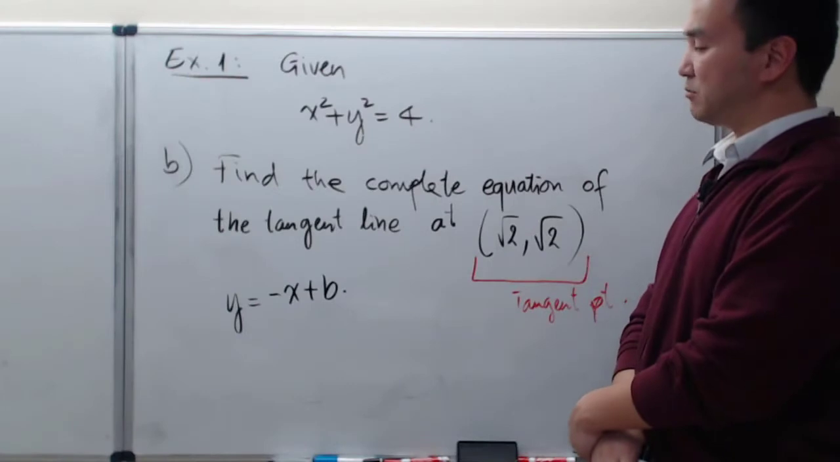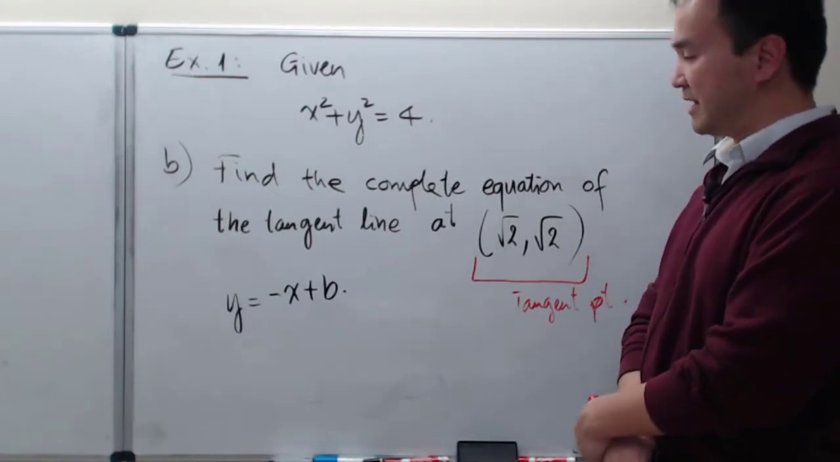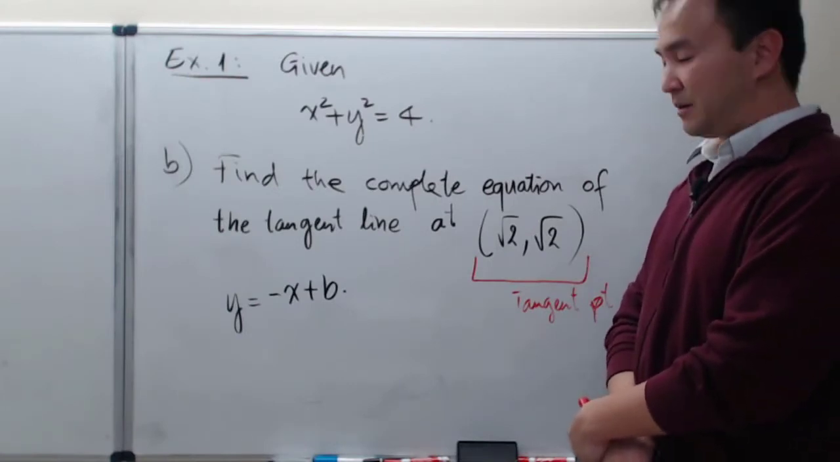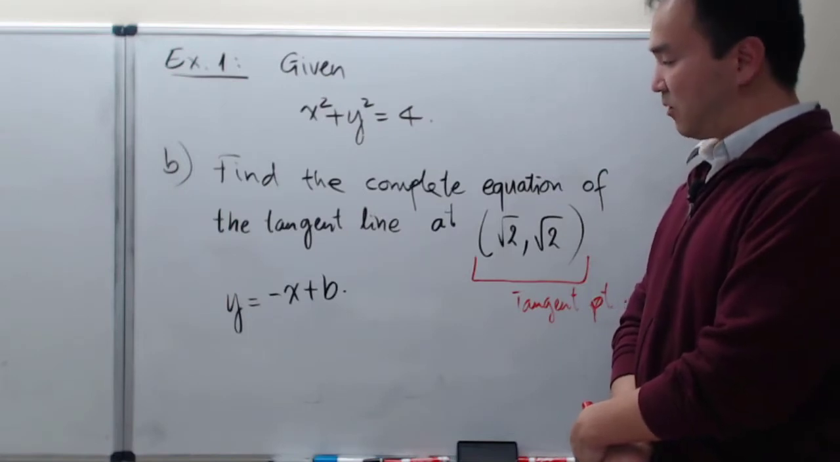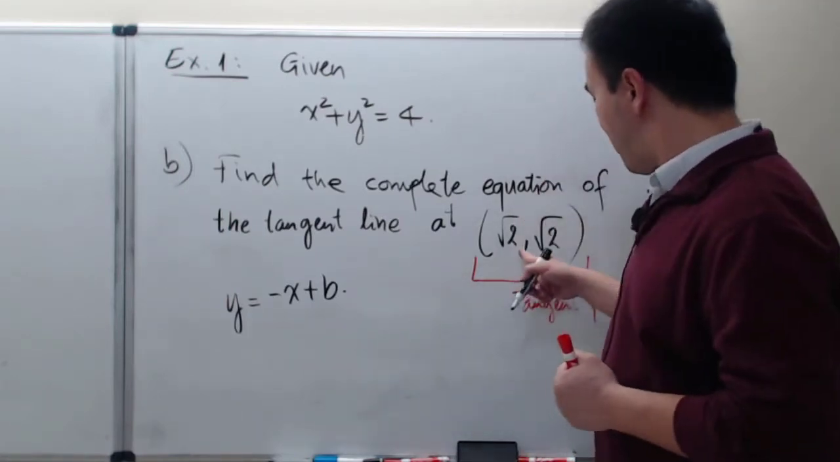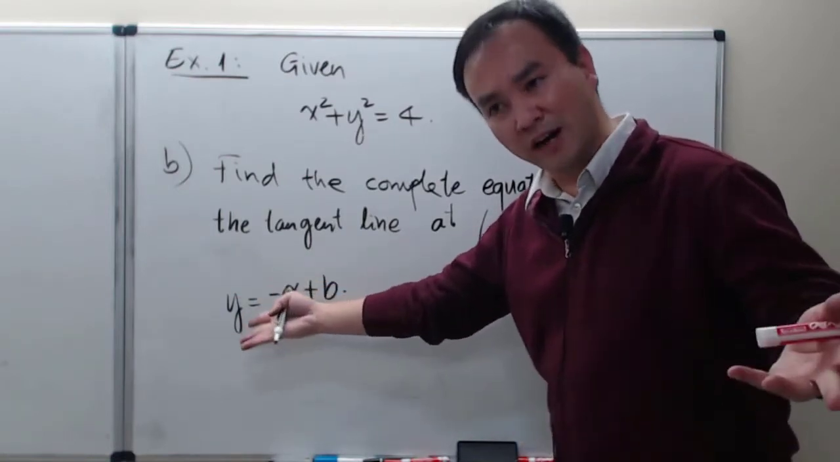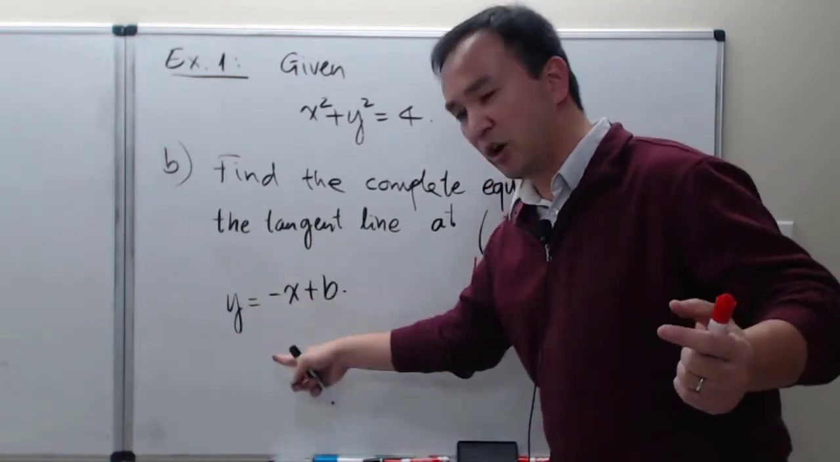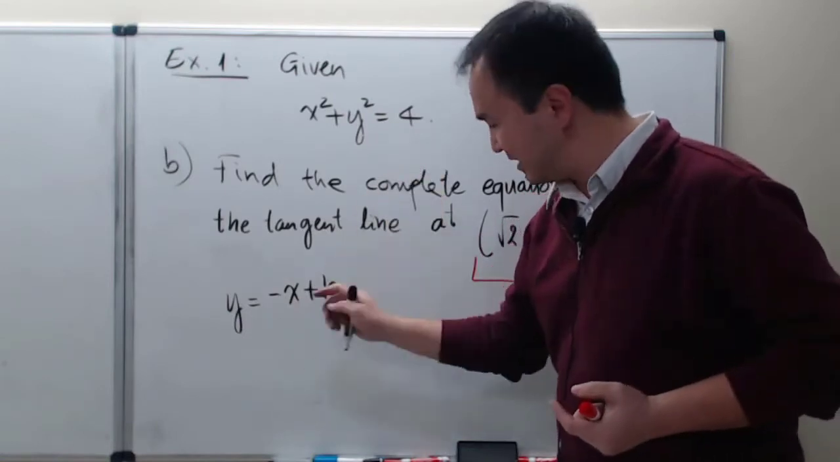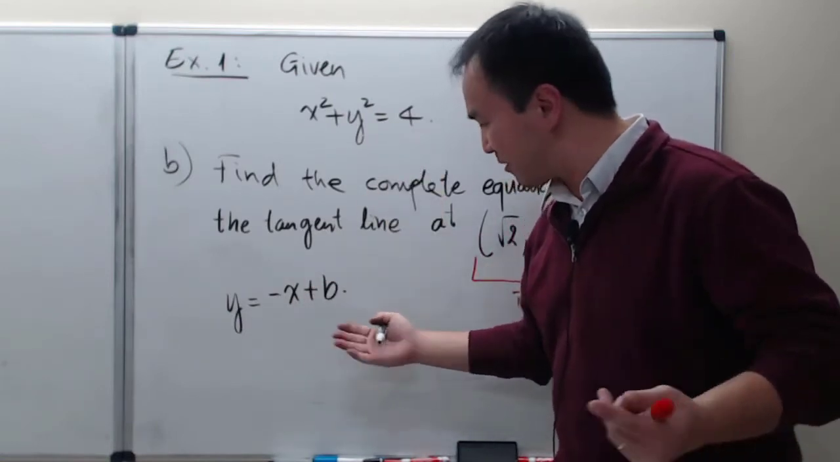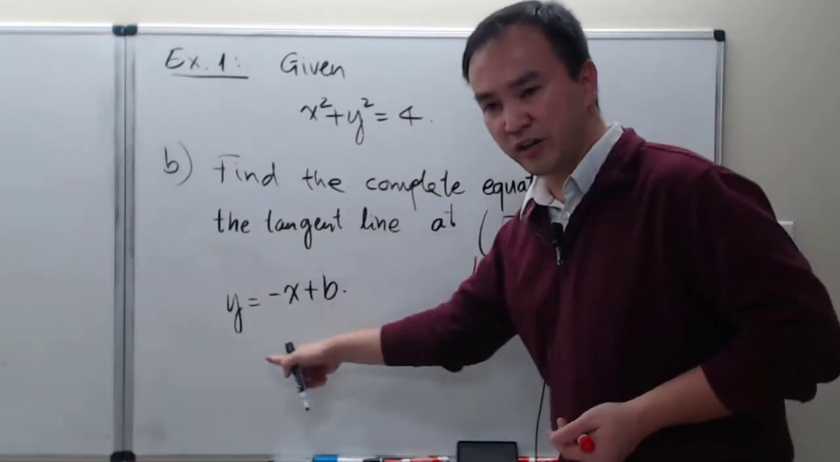Okay, minus x plus b, because the slope of this tangent line is negative 1. And so now all I do here, and what I'm showing on the board is only one among many different ways. The viewers don't have to go with my way, because this is more like an algebra problem now. Find the complete equation of this tangent line.